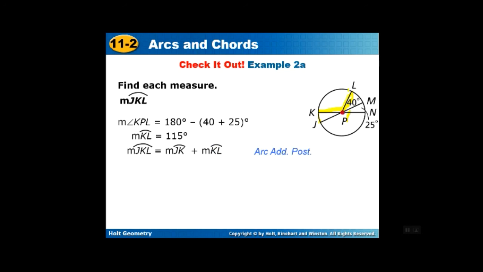Using the arc addition postulate, to find the measure of arc JKL that we want, we add the measure of arc JK, this small one, and the measure of arc KL that we already found. Substitute, then add and simplify the answer. You will get 140 degrees for the arc wanted.